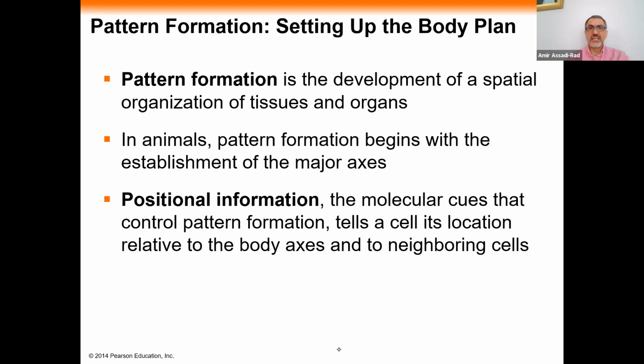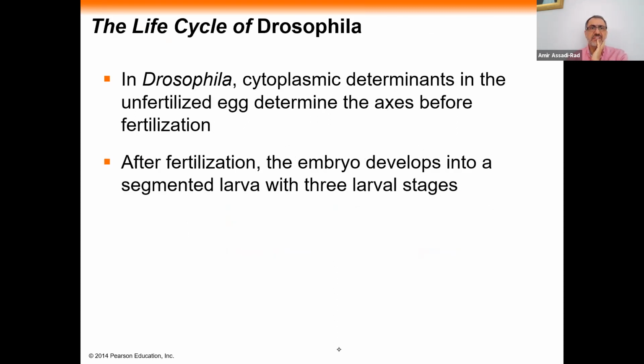Pattern formation, setting up the body plan. Pattern formation, again, is important in animals. Pattern and positional information are the molecular cues that control pattern formation, like anterior and posterior cells. Drosophila, which is a fruit fly, is great to study for genetic phenomena. So the unfertilized egg determines the axis before fertilization.